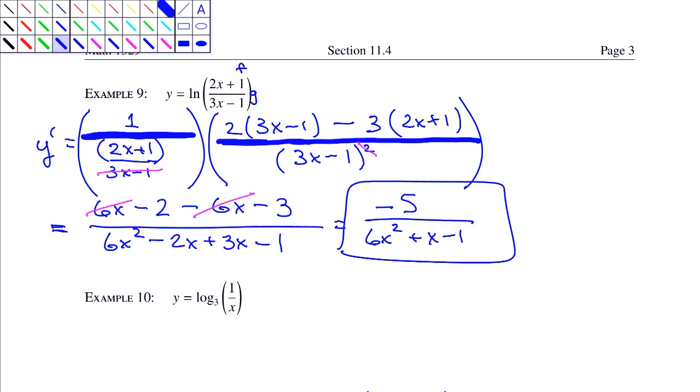Does everyone see why I got this cancellation here? This 3x minus 1 and this 3x minus 1 squared. If you're just thinking about the denominator of the overall parts of the functions, then the squared one cancels with one version of it over here. Because this is sort of in the top, and that's sort of in the bottom of the overall denominator.